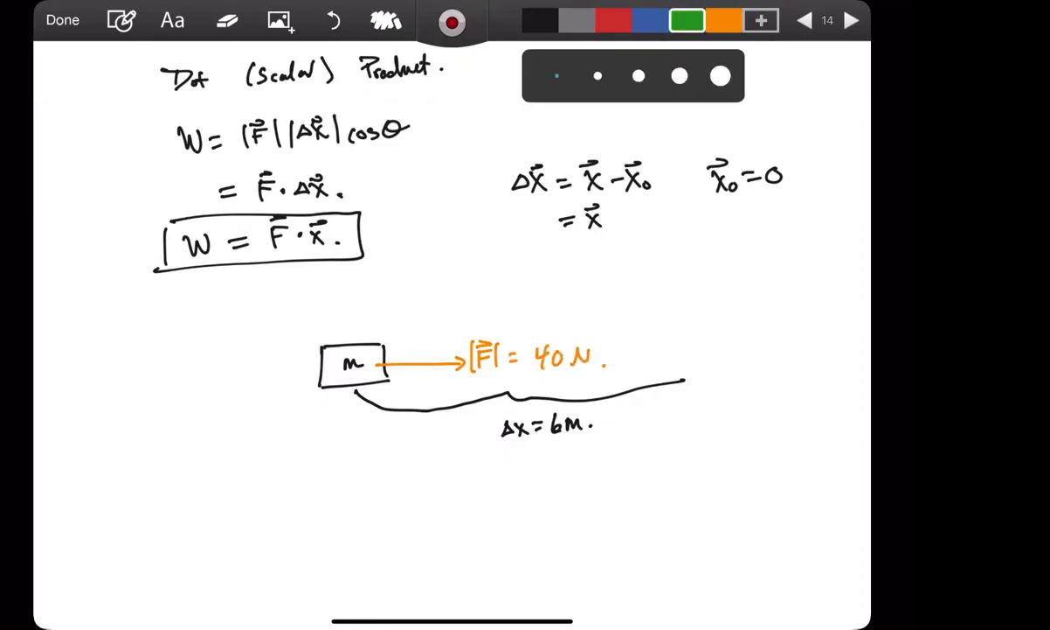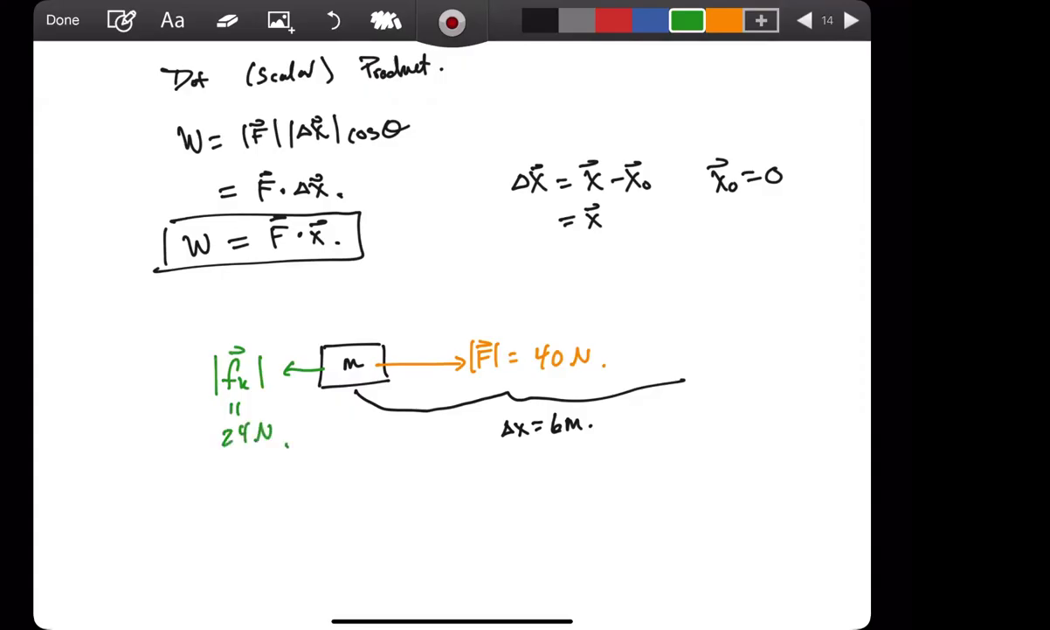And we're going to have a friction force acting on it back in this direction, which is going to be kinetic friction, where the magnitude of the kinetic friction is equal to 24 newtons. So good. In this case, it wants to know what then is the net work. We want to know what is the net work acting on the system. So what is my net work? So good, what do we know?